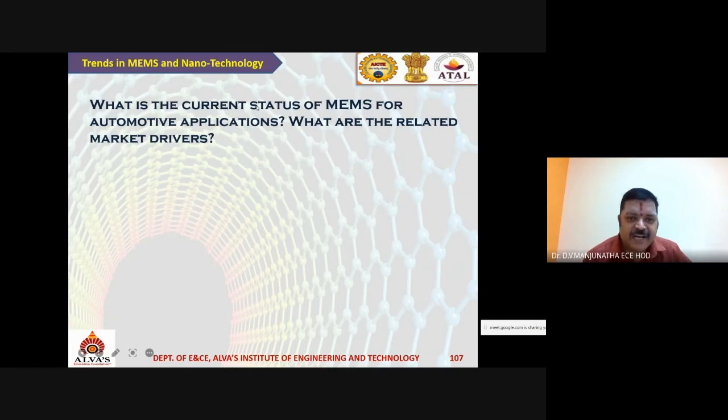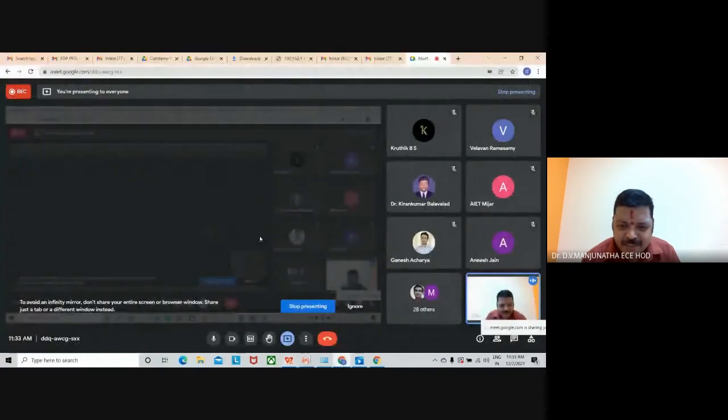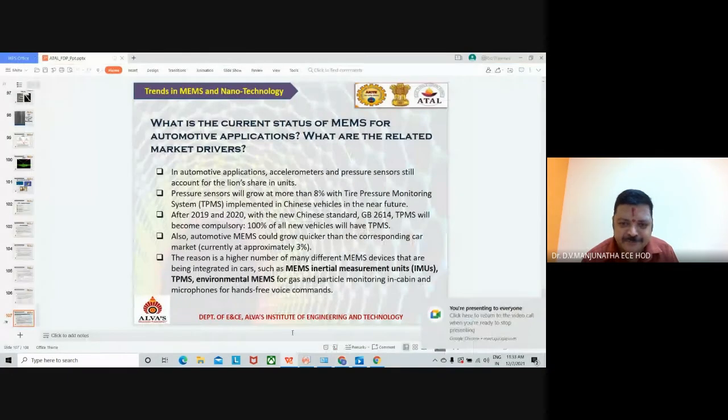So what is the current status of MEMS for automotive applications? What are the related market drivers, right? So I request any participant to answer this question. It was not so interactive so far. So I request any one of you to answer this question if possible, right? Okay, if not, I will continue.